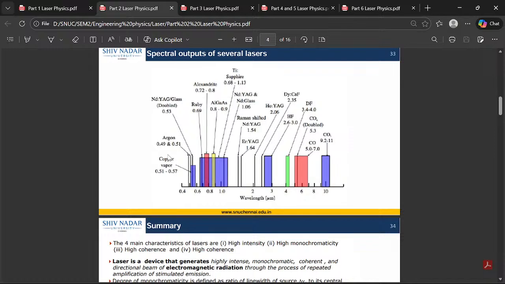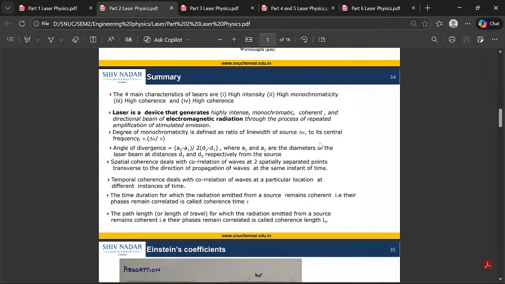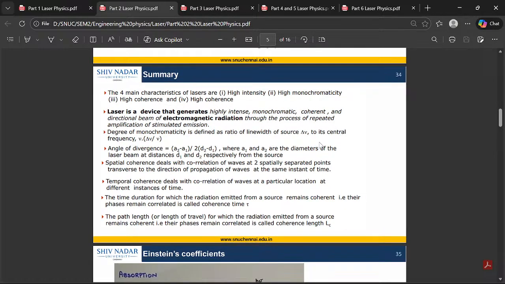So you can see copper vapor laser, argon laser, ruby laser, CO2 lasers and stuff like that. It again gives the main characteristics of the laser, that is highly intense, highly monochromatic, highly coherent, and highly directional. It basically gives a recap of the part 1 PDF: the angle of divergence, what spatial coherence is, and what temporal coherence is.